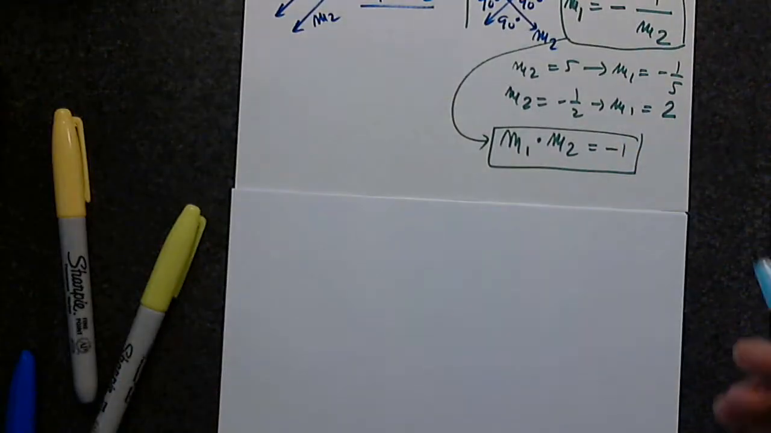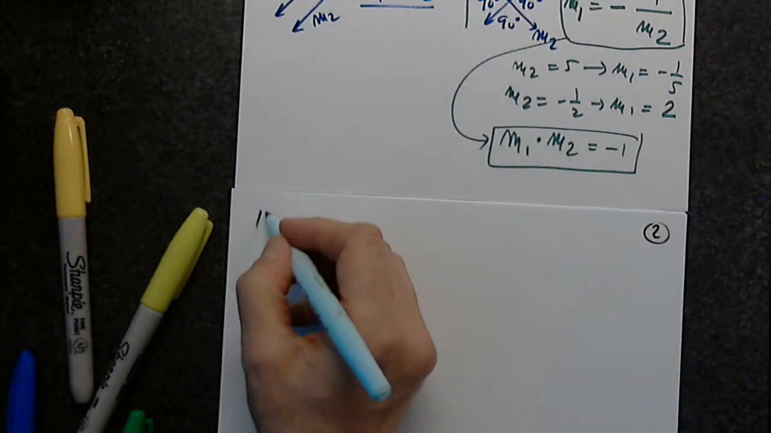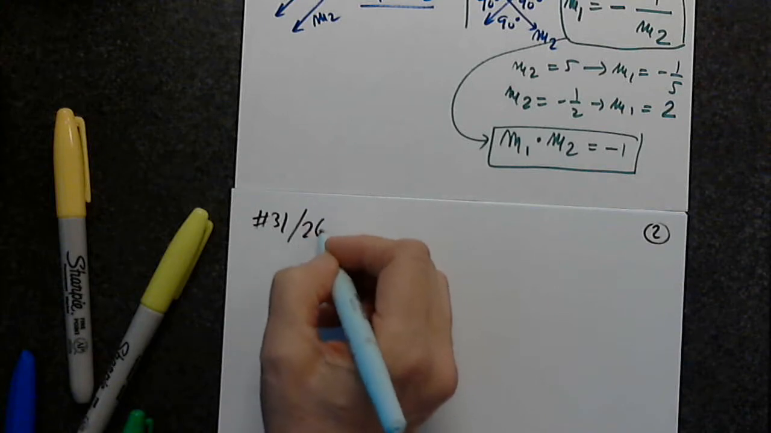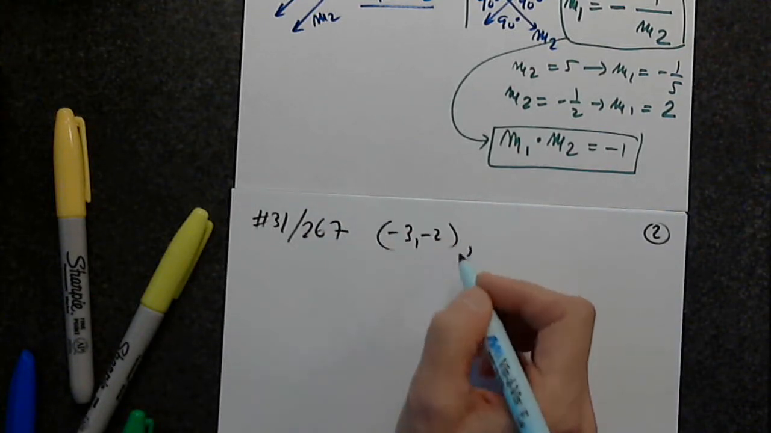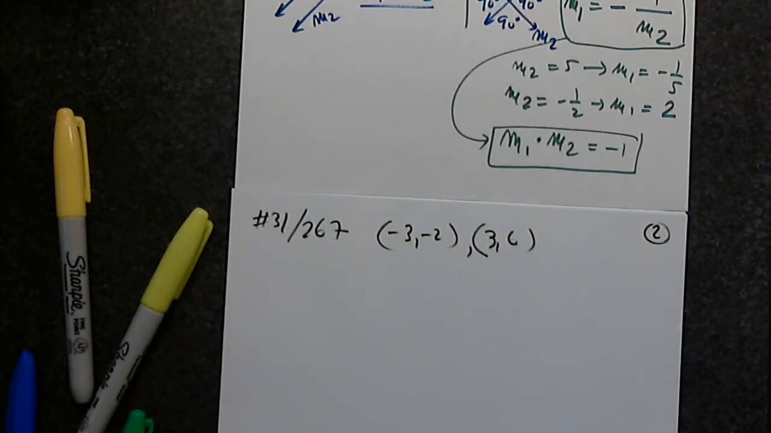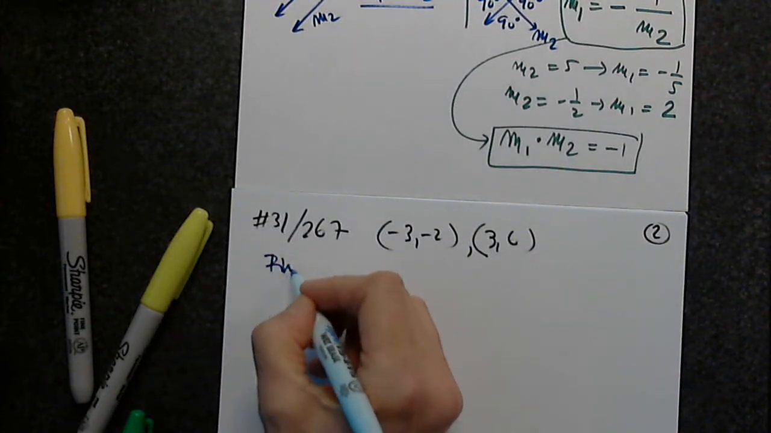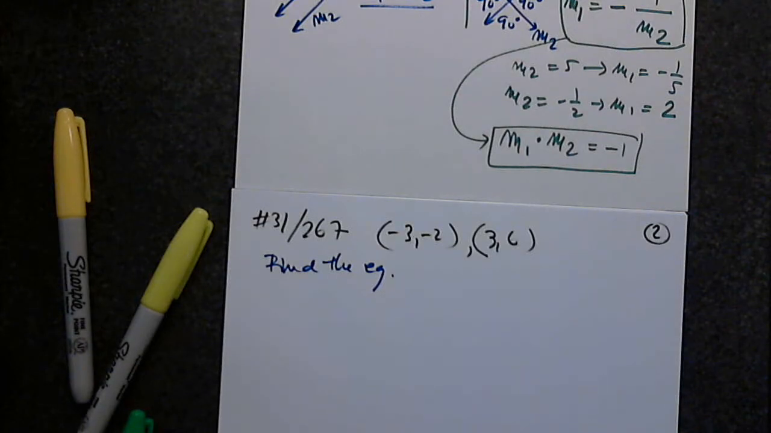Maybe even graph a line. So in 2.3 on page 267, let's say problem 31 on page 267. Let's say we are given the point negative 3 comma negative 2 and a point 3 comma 6. We're asked to find the equation of the line passing through the given points.